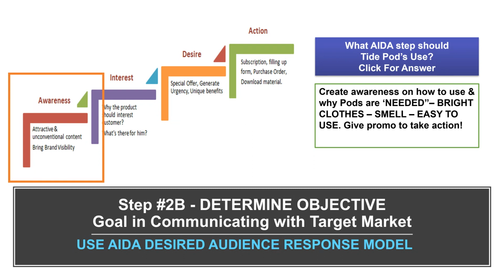But awareness is super, super critical. So how do you create that? Well, we're going to create awareness on how to actually use the pods and how they come out with really bright clothes. Remember that the VP told you that was super critical. And how it smells. Remember, you want to create something that actually impacts all the senses in your black box. And easy to use. So you've got to message all those things in one promotion. So you're going to give a promo to take that action.